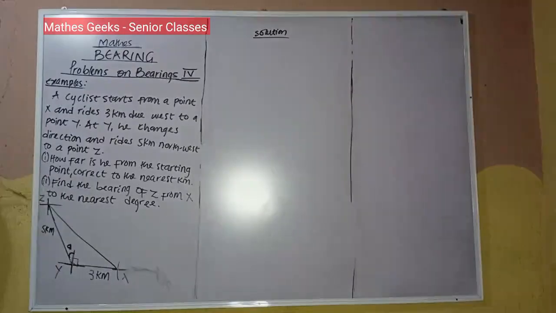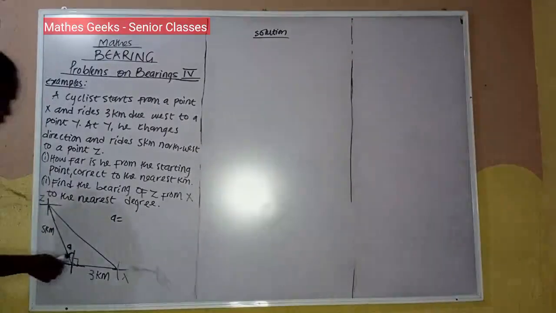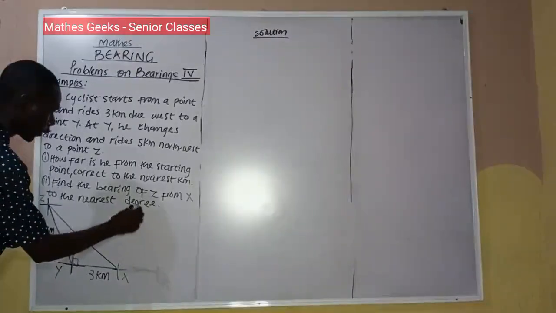Angle E. And then what else do we need? Find the bearing of Z from X. Okay, but let's work on this first. So A is equal to 45 degrees.